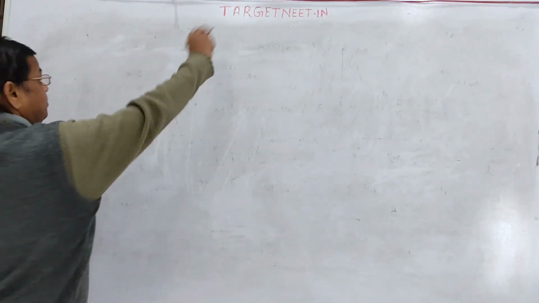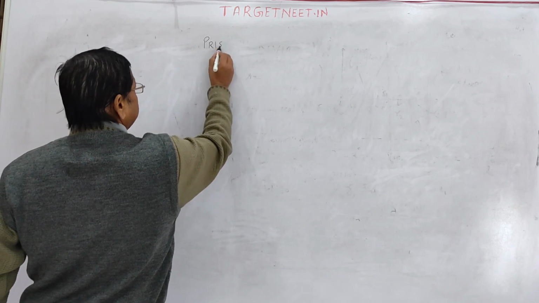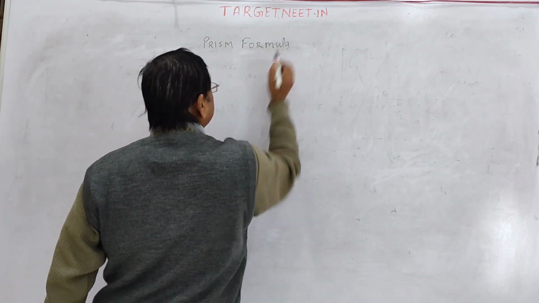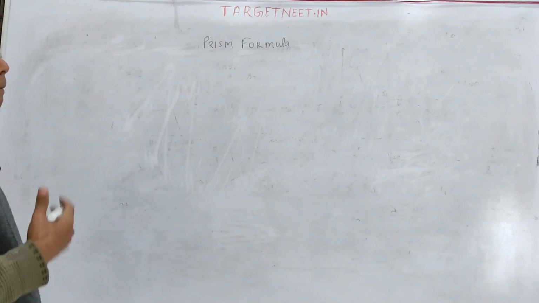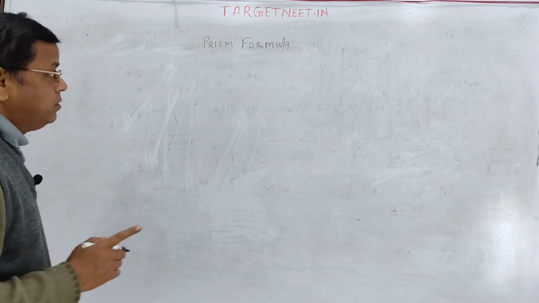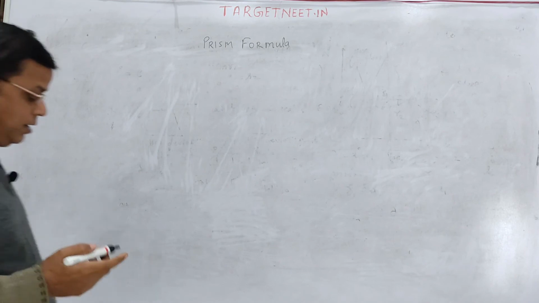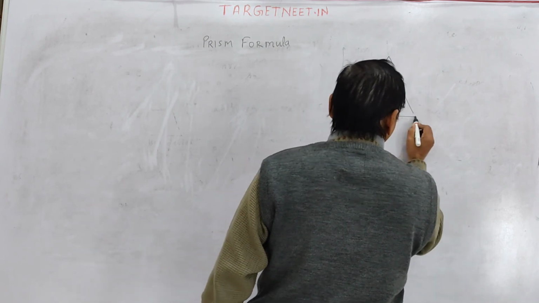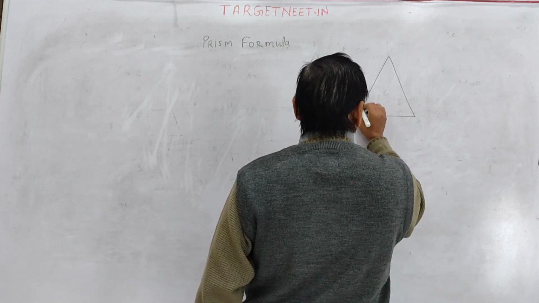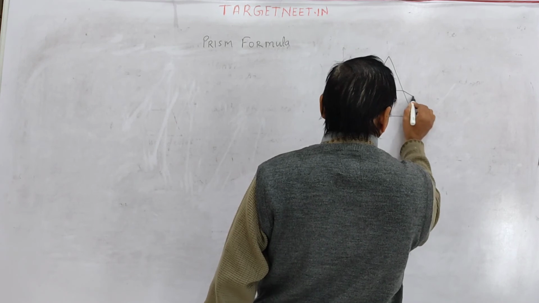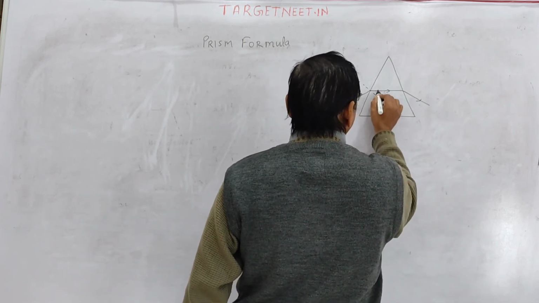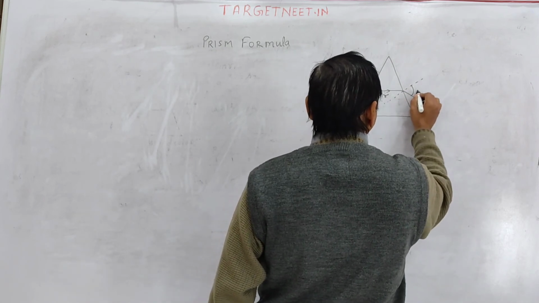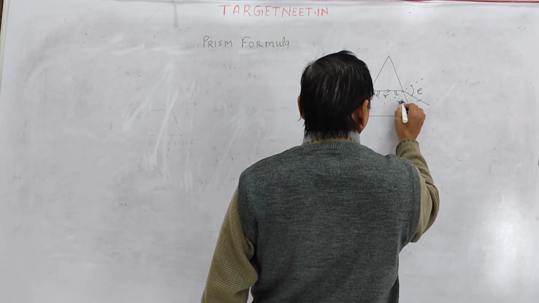Now the prism formula. It is a relation between the refractive index, minimum deviation and the angle of prism. Suppose this is a prism in minimum deviation position. So this angle will be the angle of refraction, this is the angle of incidence, and this is the angle of emergence. This is also R. R1 will be equal to R2.